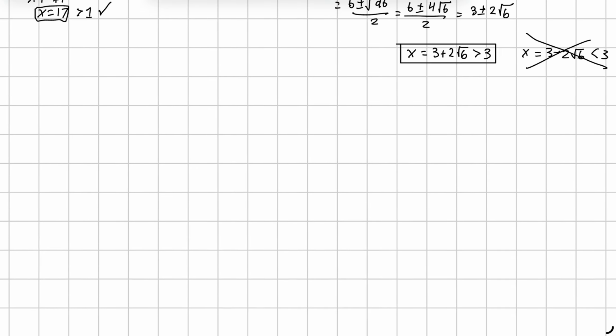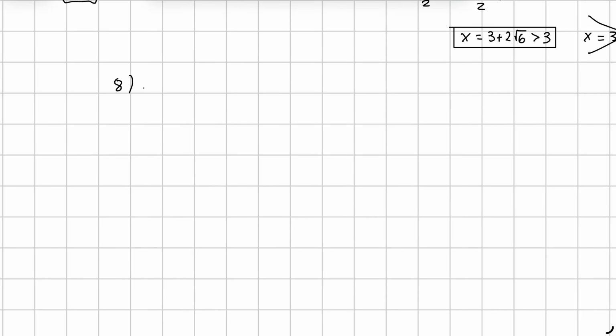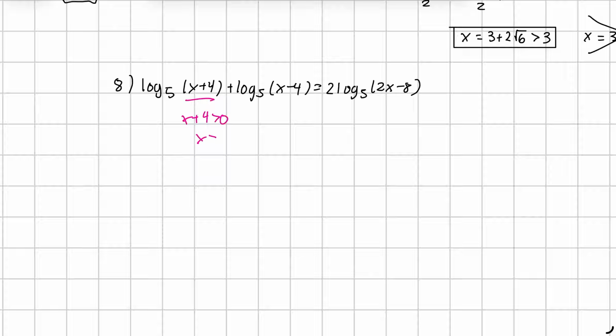Let's solve our next problem. Let's say we have log base 5 of x plus 4 plus log base 5 of x minus 4 is equal to 2 log base 5 of 2x minus 8. So first off, x plus 4 must be greater than 0, so x must be greater than negative 4. Again, we have the same thing here, except x minus 4 must be greater than 0, so x has to be greater than positive 4.